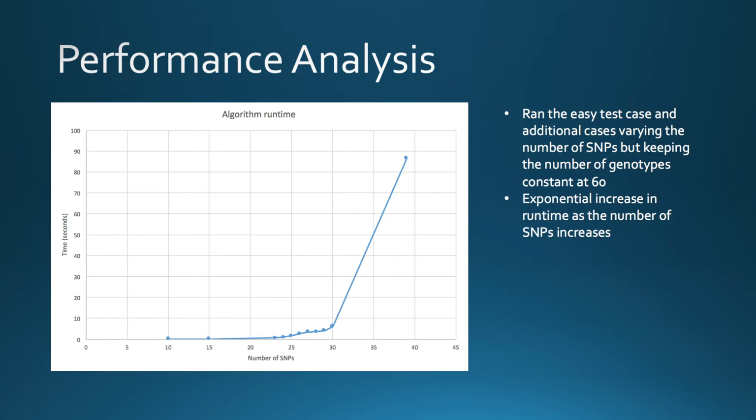And if you look at this algorithm runtime graph here on this slide, each time I ran the algorithm, I timed the runtime, and you can see that as the number of SNPs increases, at first it is a pretty gradual increase in runtime, but as the number of SNPs really gets high, like you can see at 39, previously it was under 10 seconds, and when you have 39 SNPs, it gets to be over a minute. So there's definitely an exponential increase in the runtime of my algorithm as the number of SNPs increases.